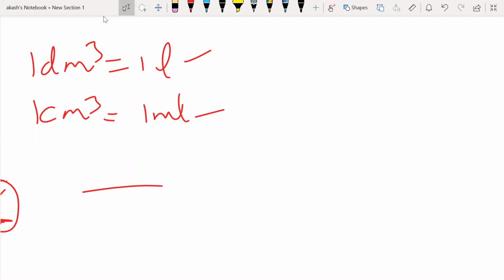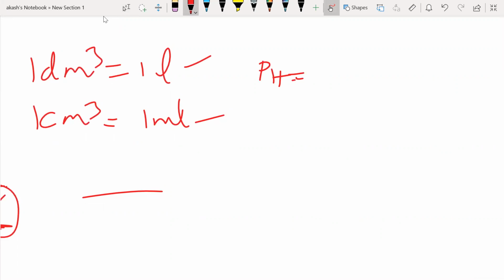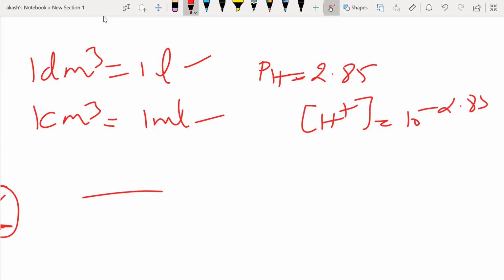Fine. So we have been given pH to be 2.85. So my H plus, or say the acid concentration, would be 10 to the power minus... Fine, 2.85.